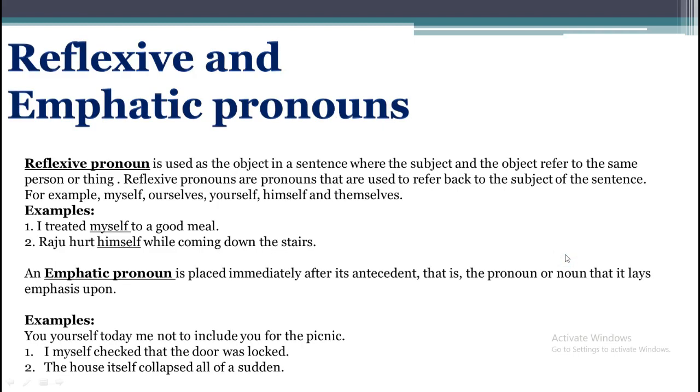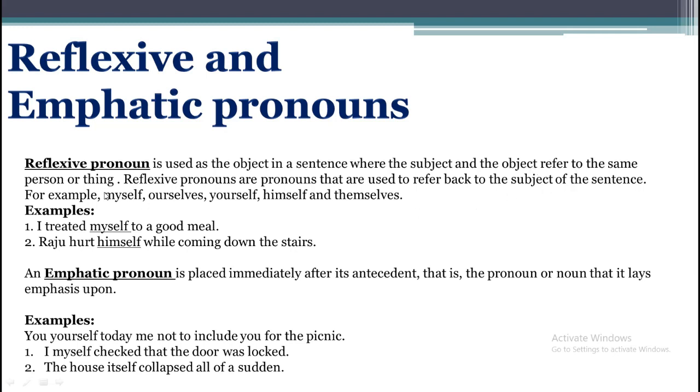Next type we have reflexive and emphatic pronoun. Now reflexive and emphatic pronouns are similar to each other. That's why I've clubbed them together. But they are used in different manner. Let's see how. Reflexive pronoun is used as the object in a sentence where the subject and the object refer to the same person or thing.